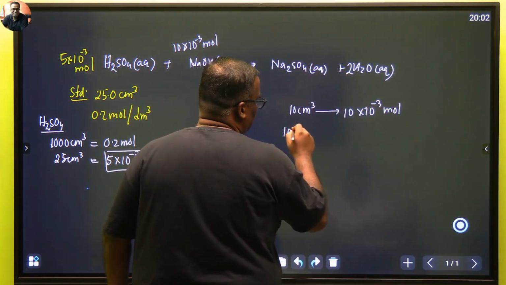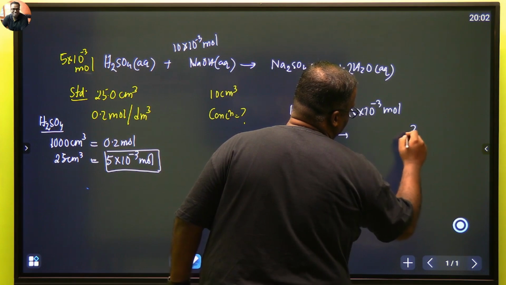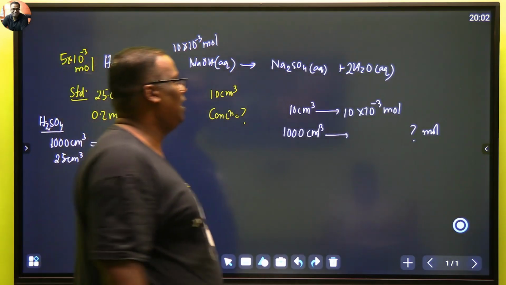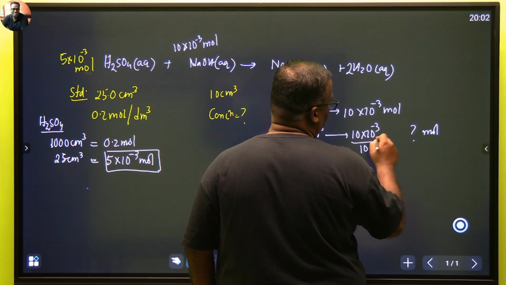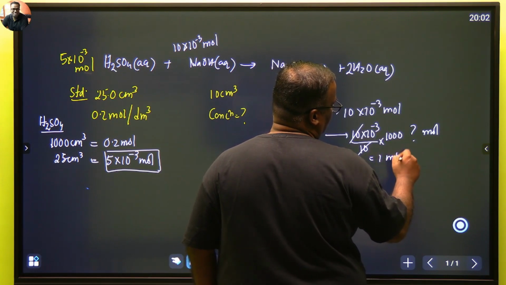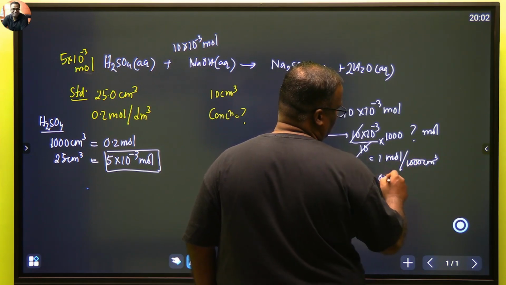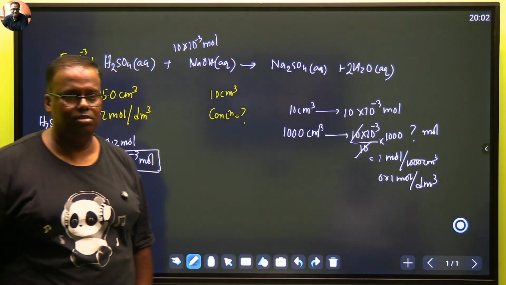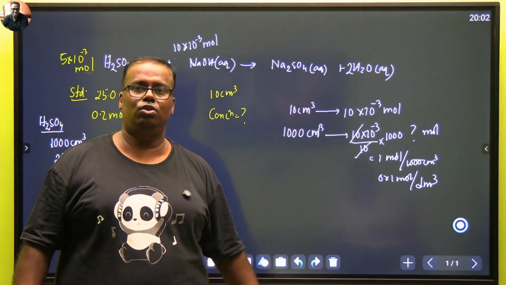Tell me, in 1000 centimeter cube, how many moles will this contain? How many moles? In 1000 centimeter cube, it's very easy. 10 into 10 to the power minus 3 divided by 10 into 1000, है ना? 10 ने 10 को काट लिया, 1 mole per 1000 cm cube, or it is 1 mole per dm cube. 1 mole, 1 molar. So our answer should be 1 molar. Have you got 1 molar, Dhruv?